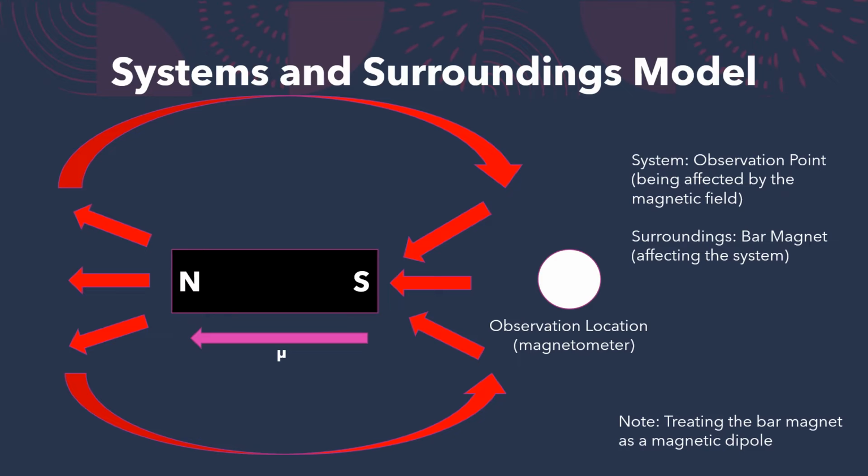The system is the observation point being affected by the magnetic field, which is the magnetometer, and the surroundings is the bar magnet, which affects the system with this magnetic field. The red arrows represent the magnetic field lines, and the pink one represents the dipole moment direction.